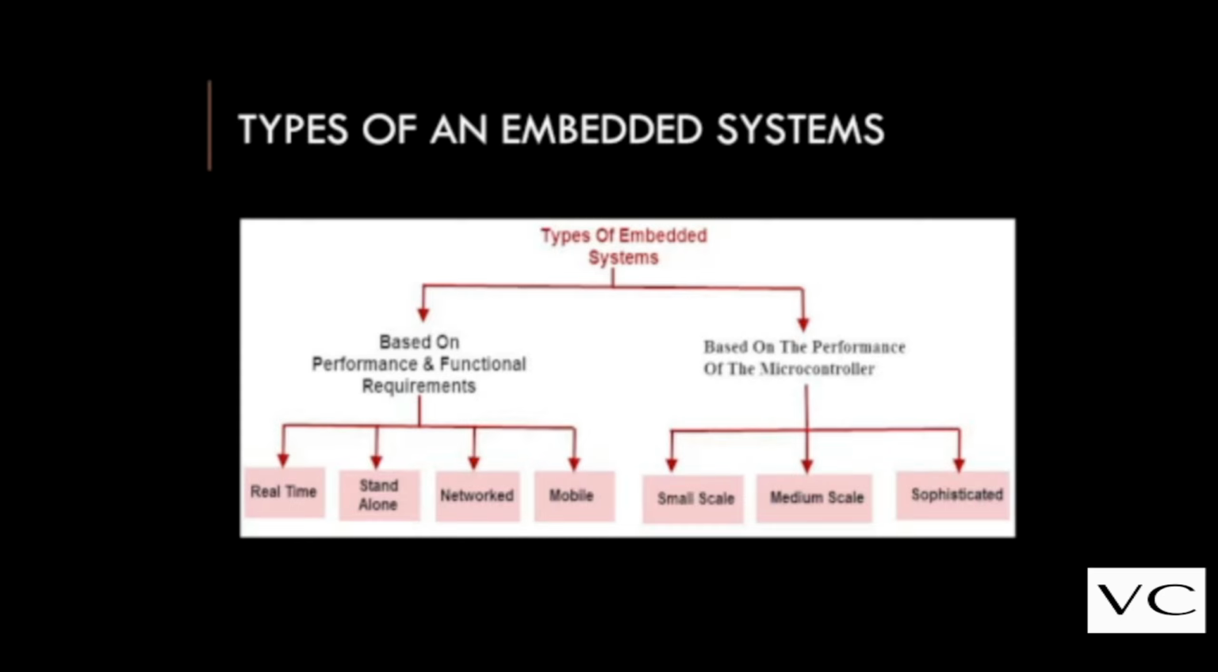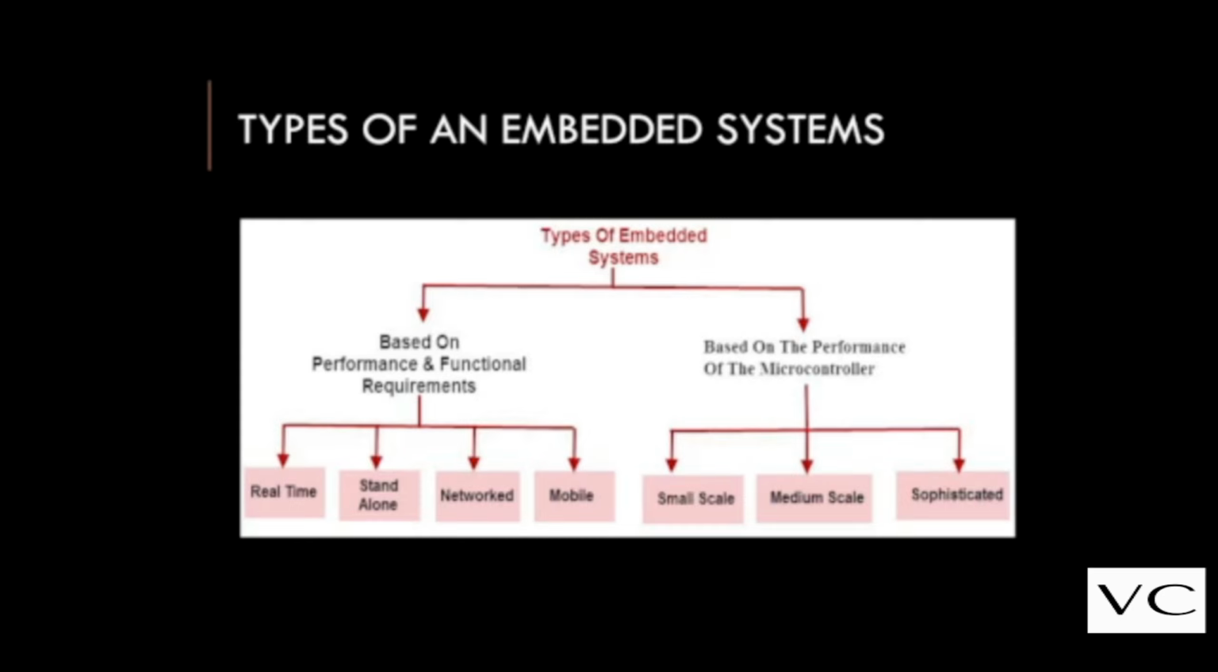The time is the most important factor when it comes to decision making in this particular system. So there are basically two parts. One is the soft real-time system and another is the hard real-time system. A hard real-time system is something we can think of like an airbag system in the car.